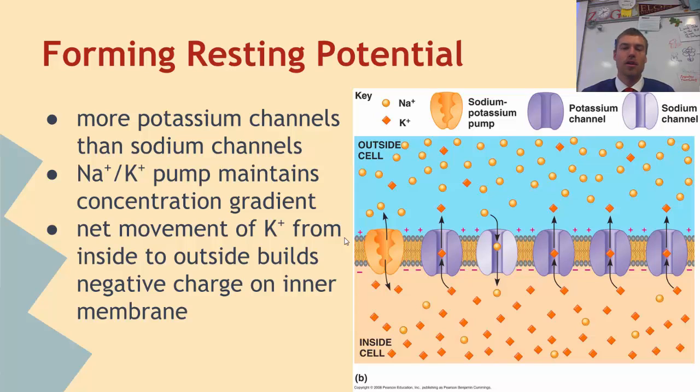Now, how does the actual resting potential become formed? Well, if you look more closely at the membrane, what you find is that there are more potassium channels than there are sodium channels. All right. So what that means is you have a net movement of potassium ions from inside the cell to outside the cell.